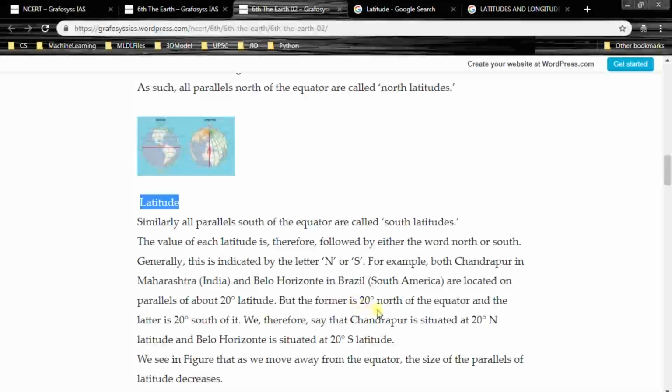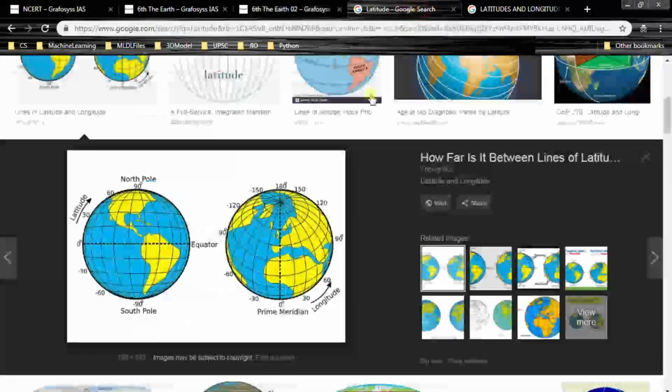But the former is 20 degree north of the equator and the latter is 20 degrees south of it. So Maharashtra is at 20 degree north of the equator, and Brazil is 20 degree south of it. We therefore say that Chandrapur is situated at 20 degree north latitude and Belo Horizonte is situated at 20 degree south latitude. So let me show you.